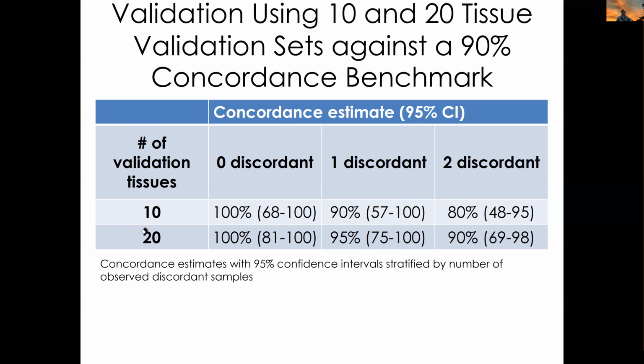On the other hand, if we have 20 cases and we have only one discordant case, that gives us 95% concordance with a confidence interval of 75 to 100%. And if we have two discordant cases, which would still be acceptable, we're still nearly 70%. So we're still quite favorable in this confidence interval. And so that's the reason why this number is 20 rather than 15 or 5 or some other number.